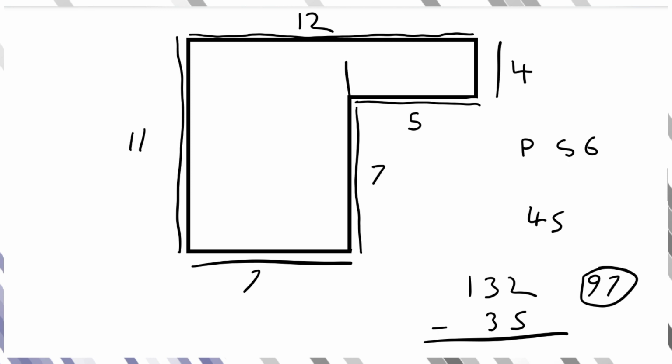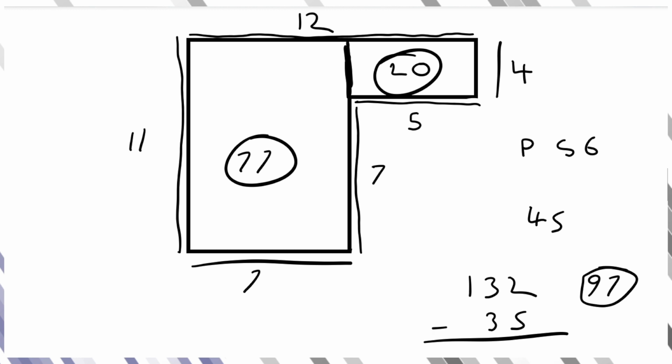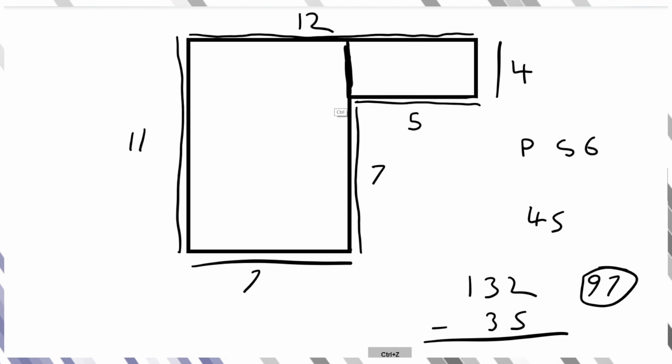Let's work it out this way as well. So we'll split it into rectangles and see if we get the same thing. So 11 times 7 is 77. 5 times 4 is 20. So yeah, we get 97 if we add those together as well. And then we could split it that way as well, and we should get the exact same thing. So this one is 7 by 7, so that's 49. And then 4 12s is 48, which add together to make 97 as well. So any method would work for finding the area of a shape like that.